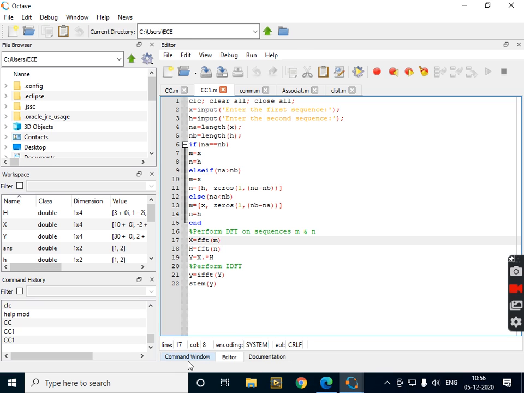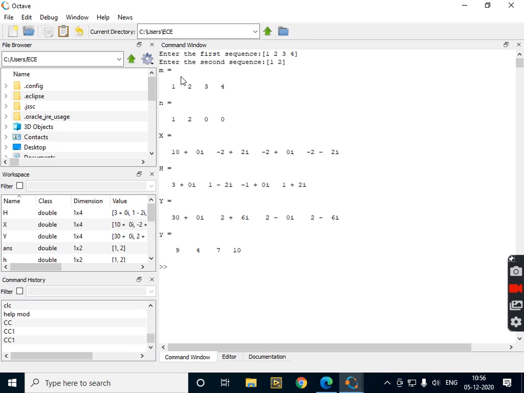In the else if part, the first sequence will be assigned as it is to M, and the second sequence will be zero padded. The first two samples, 1 and 2, are retained, and 2 zeros are padded to make its length equal to 4. Then capital X is the 4-point DFT of M, capital H is the 4-point DFT of N, and then their product DFT and their IDFT give 9 4 7 and 10. So this is the 4-point circular convolution between these two sequences.